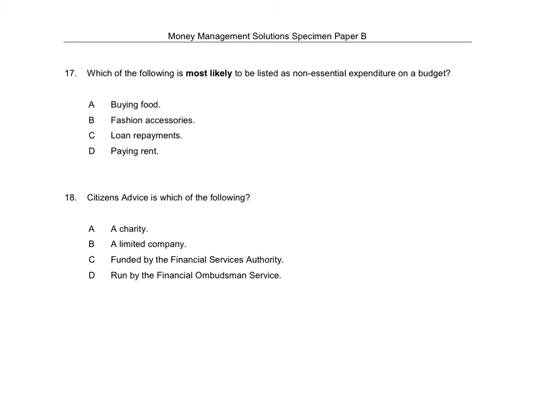Let's move on. Right, which of the following is most likely to be listed as a non-essential expenditure on a budget? Now, non-essential means it's not something you need. So, like, when I go out and buy loads of cycling stuff, it's not essential. I don't need it. I just want it, right? So, it's most likely to be things like fashion accessories because you need to buy food, you need to pay back your loans, you need to pay your rent, but you don't always need to be in fashion. It's nice, but you don't need to be.